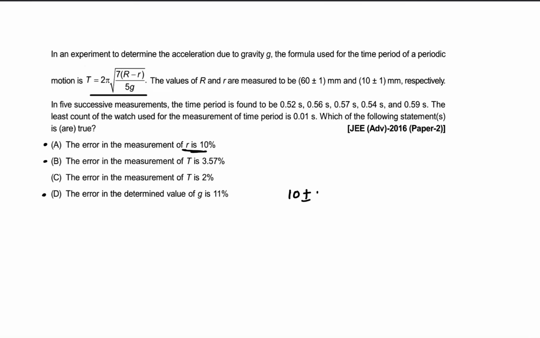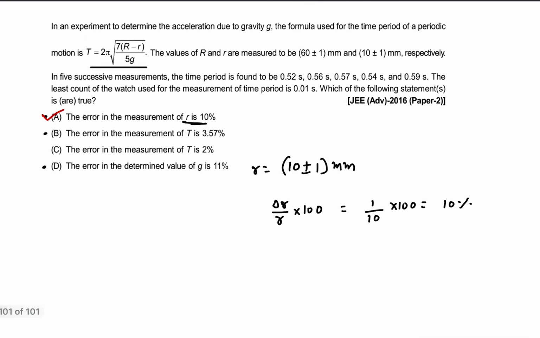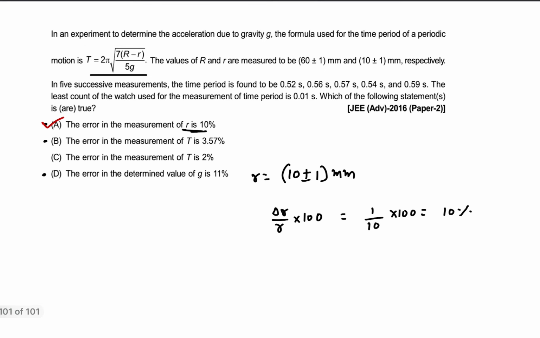Just you will see that. You can also read the question. I am moving to the answers. The error in r value is equal to how much? You can see the r value, 10 plus or minus 1 millimeter is given. What is the error in delta r? Percentage error is delta r by r into 100. Delta r is 1 millimeter divided by 10 into 100. You can get 10 percent. So in the first case you can see that option A is correct.